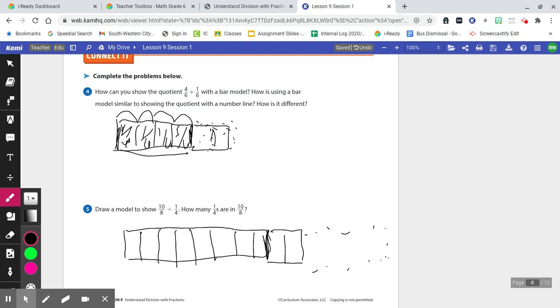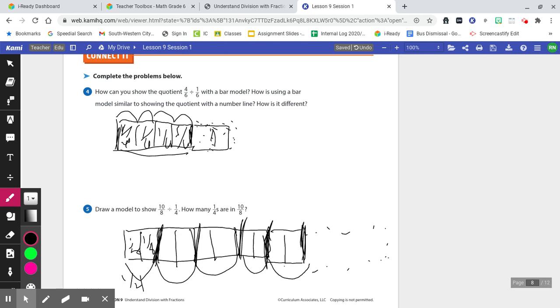Okay, so 10/8 divided by 1/4 is equal to, actually, if I have a 1/8, 2 of those make a 4th. So here is 1/8, and 1/8 gives me a 4th. So how many do I have? I have 1, 2, 3, 4, 5. So there are 5 1/4 in 10/8.